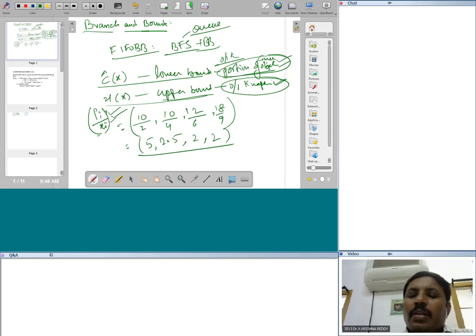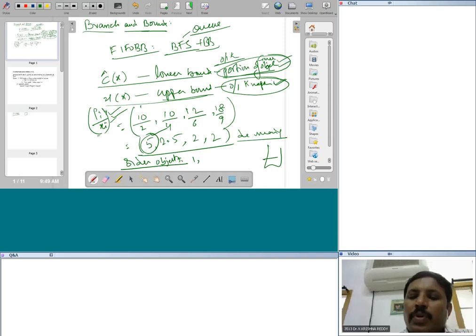How do we have to arrange the objects, in increasing order or decreasing order? In decreasing order. Which value result is high, that object you have to take first. So P1 by W1 is the first object. For getting the maximum profit value, the object with the highest value you have to take into the knapsack first.